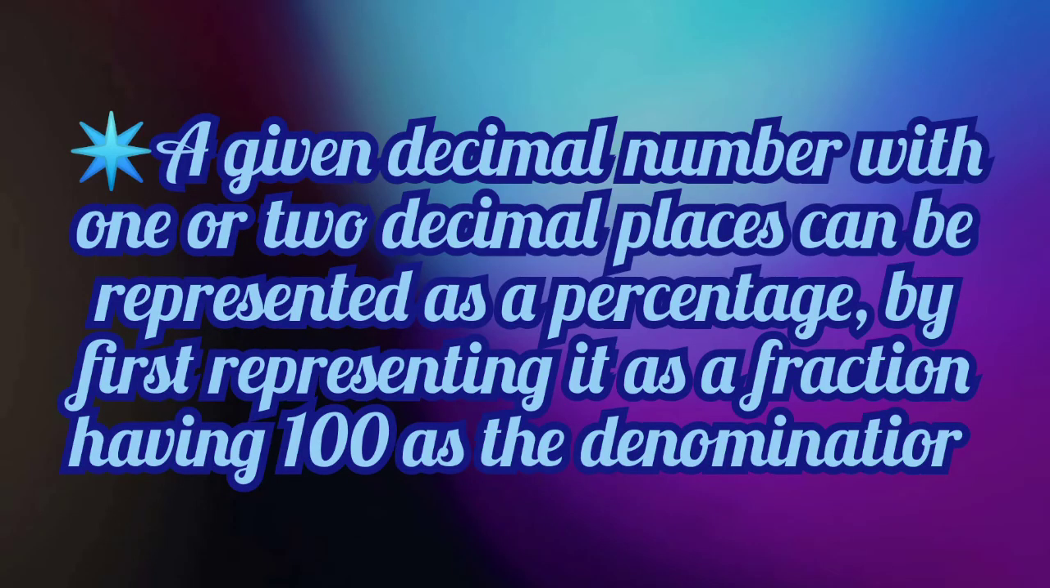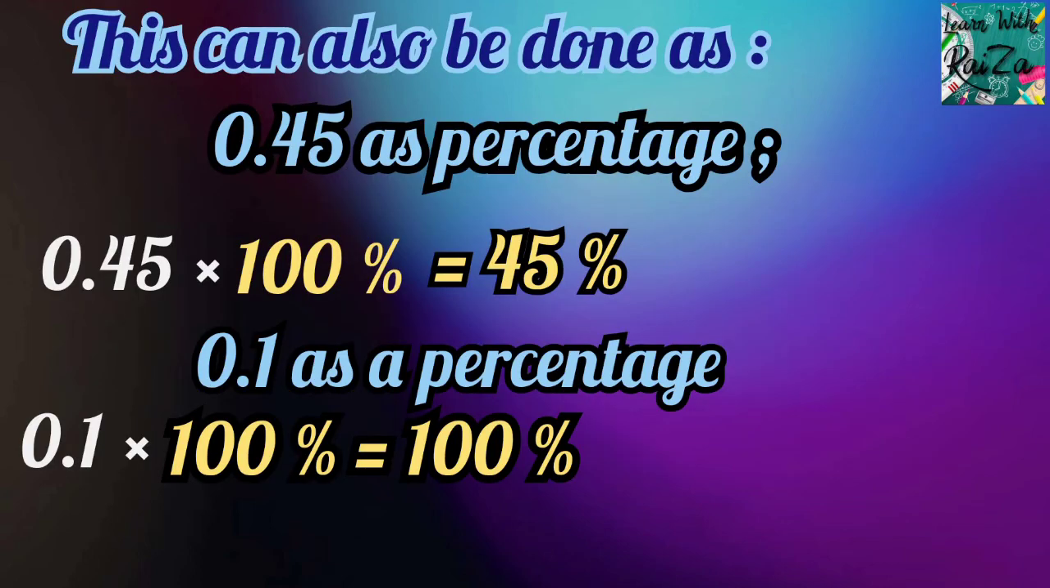So students, now what did you learn? To convert decimals into percentages. What is the formality here to be done? A given decimal number with 1 or 2 decimal places can be represented as a percentage by first representing it as a fraction having 100 as the denominator. Then it automatically gets converted to a percentage form. Let's learn another method to convert decimals to percentages.